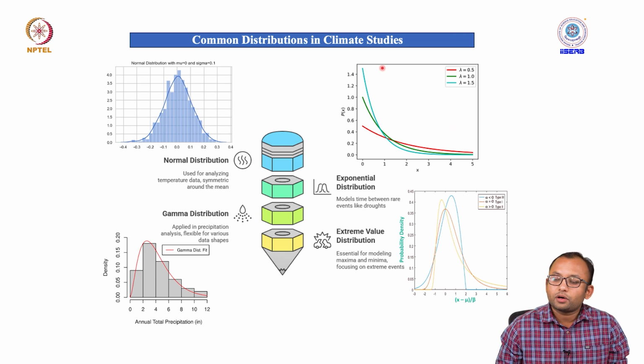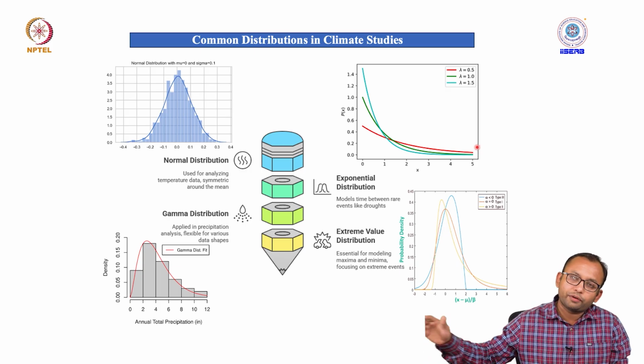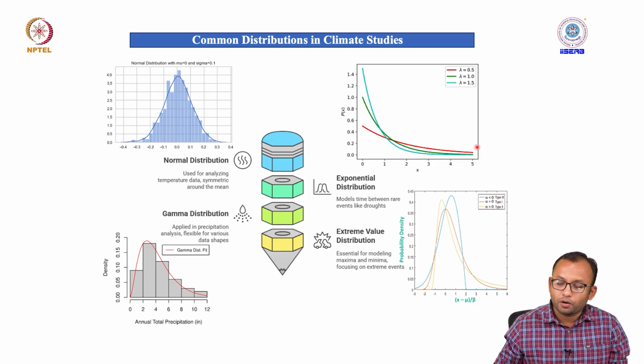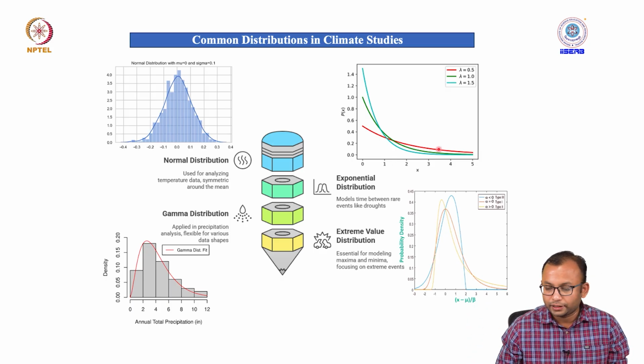Then we have the exponential distribution, which is also used for extreme value analysis, or extreme climate events categorization, droughts and all, where we use multiple different types of these exponential distribution functions to calculate their probability of occurrence even for the extreme ends, so that we can compare whether the probability of extremes has increased or decreased or remained relatively unchanged.